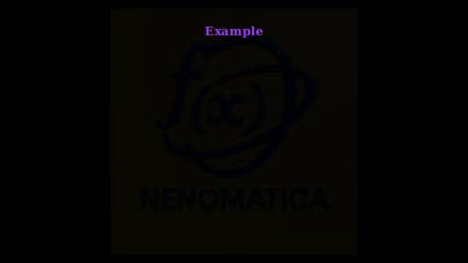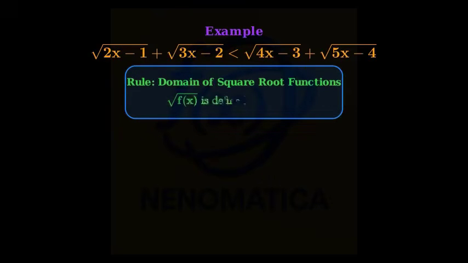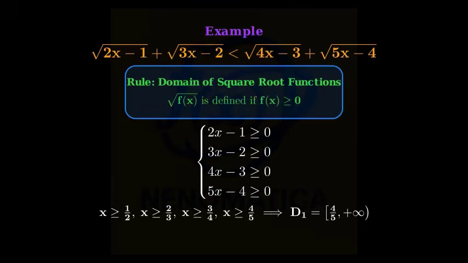Example, we will solve a radical inequality step by step, mirroring the structure shown. Here is the inequality written in bold orange LaTeX. Step 1. Calculate the domain of the inequality so all square roots are defined. The rule states the square root of f of x is defined when f of x is greater than or equal to 0. We apply that to every radicand. Intersecting all 4 conditions gives the working domain.